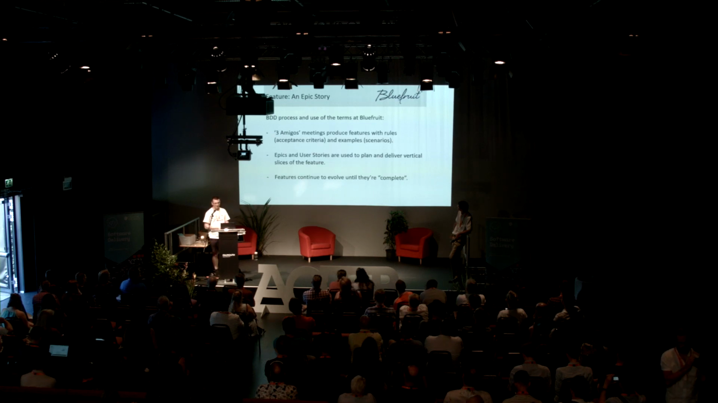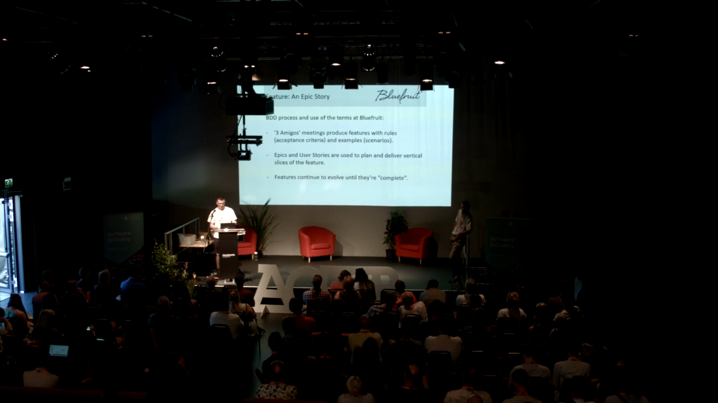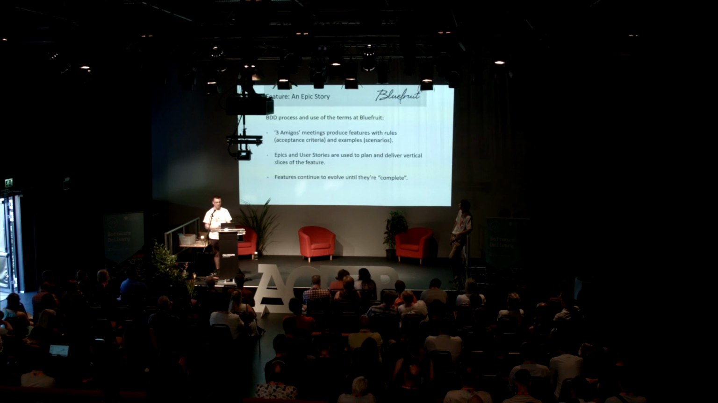So at Bluefruit, we practice BDD. At the start of each sprint, we have a Three Amigos meeting. And that produces the rules, the acceptance criteria, and examples and scenarios. We then have epics and user stories to plan and deliver vertical slices of those features. And then the features will continue to evolve until they're complete.